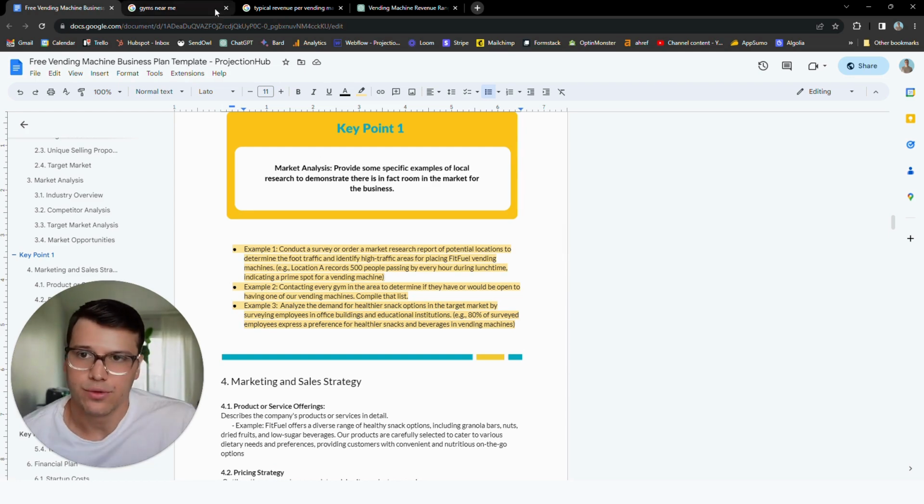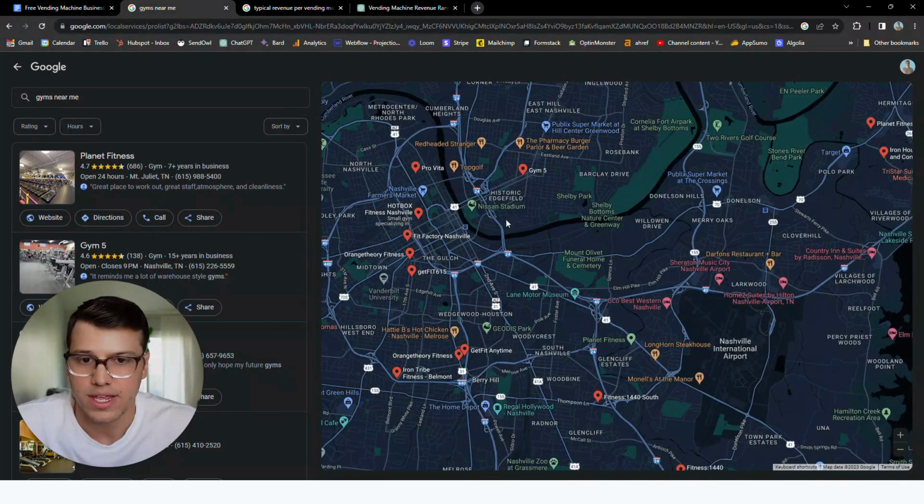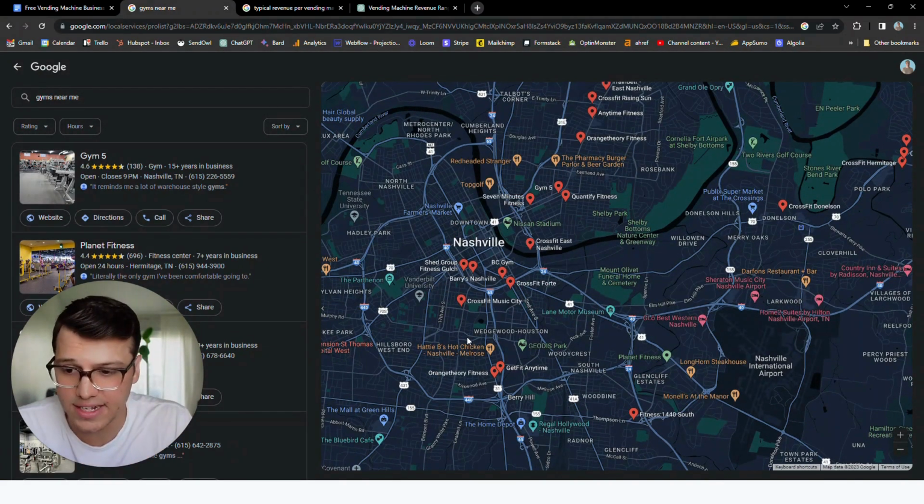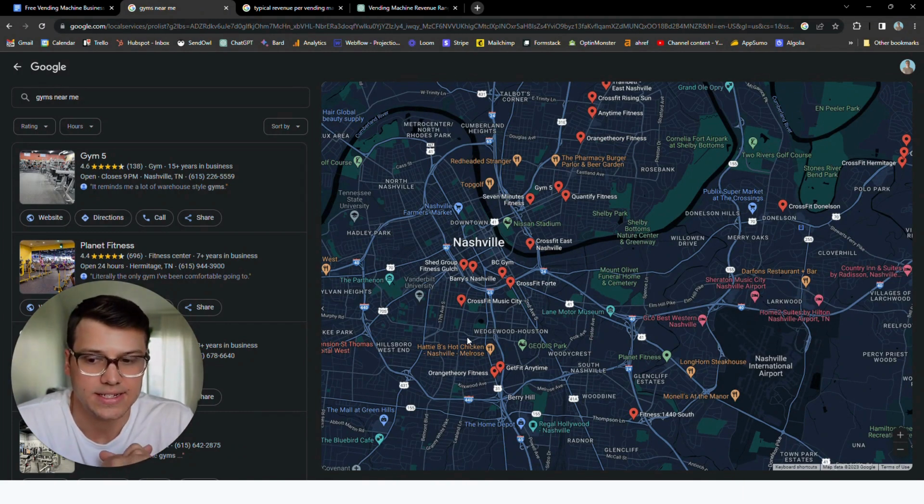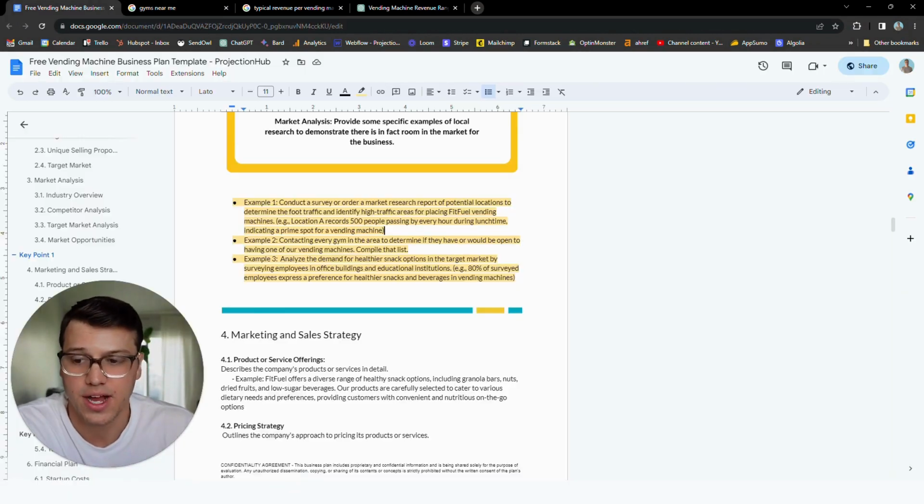A super simple way to do that would be to just go to Google Maps, the area where you plan to be, and start making a list of every gym there is. You can consider contacting or visiting those gyms to take inventory of who has snack machines or beverage machines. You can even ask, would they be open to it, and start making that list. So if you're like, yeah, we contacted all 40, 60% don't have vending machines, and they said they would consider having one, that would be good.